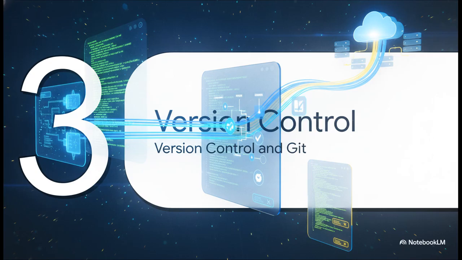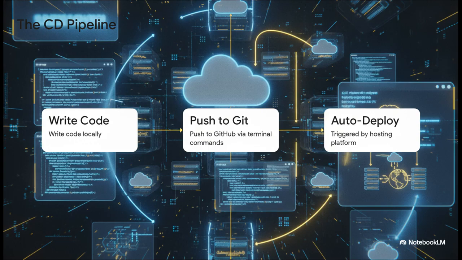Section 3, version control and Git. This brings us to how we actually transport our perfectly structured local code up into the cloud, the continuous deployment or CD pipeline. The sheer speed and automation of modern CI/CD is breathtaking. In the past, developers had to manually drag files to a server via FTP, but today it's completely automated.